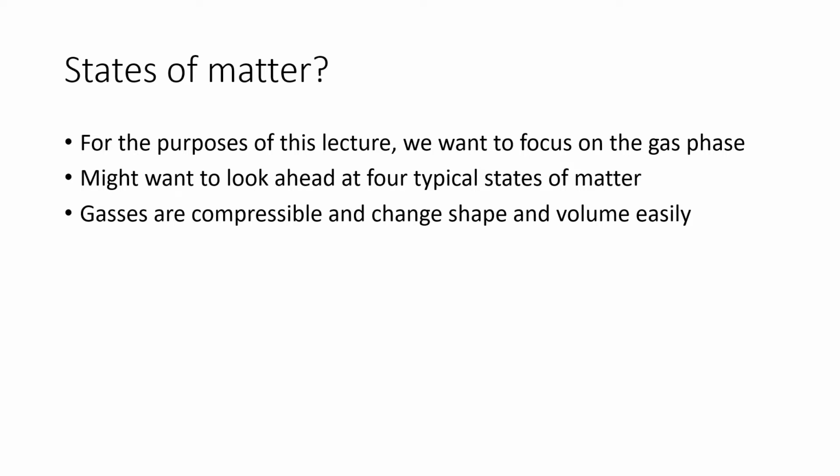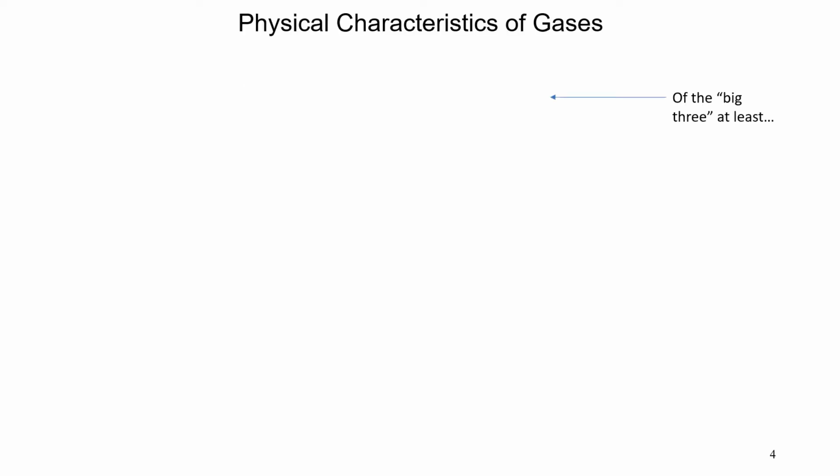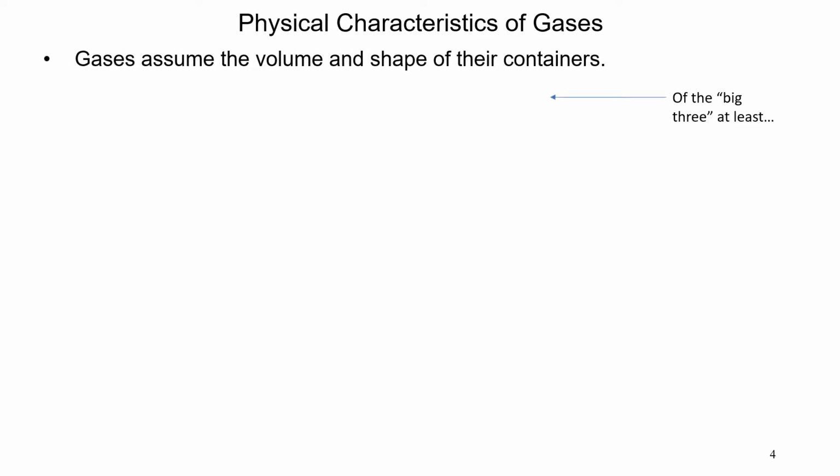So the idea is that gases are, at least of the solid, liquid, gas, easily compressible, and they can change volume and shape pretty easily. And so that gives us a way to experiment with them and look at the properties there. The physical characteristics of gases are that they assume the volume and the shape of whatever container they are contained in, and that could be a closed flask, it could be a room, it could be an atmosphere of a planet. They're going to assume that volume and shape of what they're contained in.